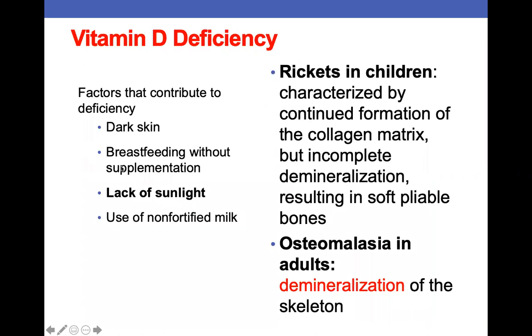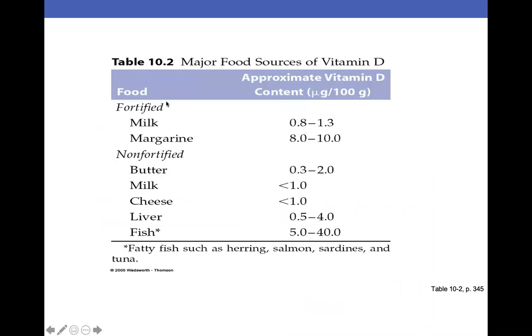These two things over here, breastfeeding without supplementation and use of non-fortified milk, are again the same sort of concept. I think that's what she was trying to display with the previous slide. She's trying to show you that if you fortify the milk, if you manually or synthetically add vitamin D into the milk, I'm going to get a higher amount of vitamin D in my milk compared to if I don't fortify it. So all she's trying to tell you is that one of the ways you can overcome vitamin D deficiency is if you give them milk, but specifically milk that has manually added vitamin D. That's what fortification means.